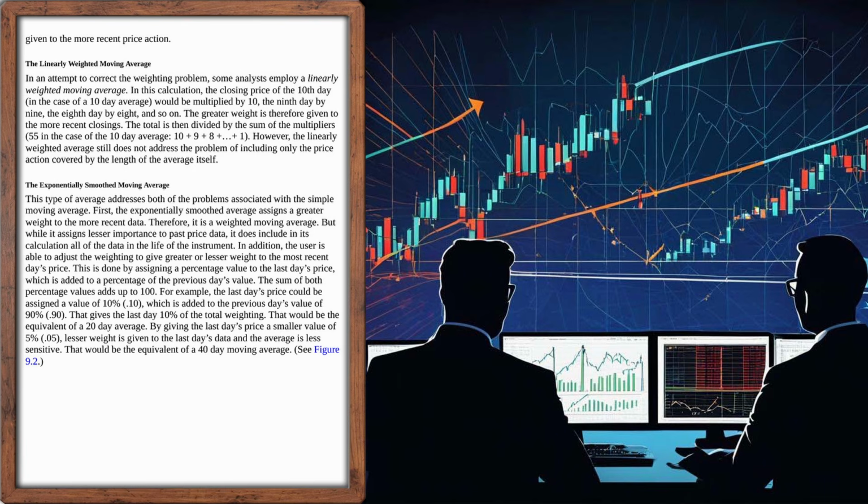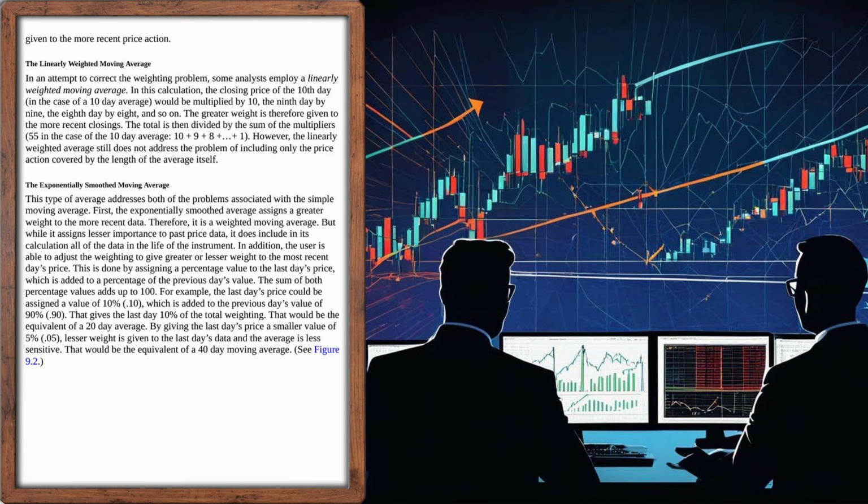But while it assigns lesser importance to past price data, it does include in its calculation all of the data in the life of the instrument. In addition, the user is able to adjust the weighting to give greater or lesser weight to the most recent day's price. This is done by assigning a percentage value to the last day's price, which is added to a percentage of the previous day's value. The sum of both percentage values adds up to 100.